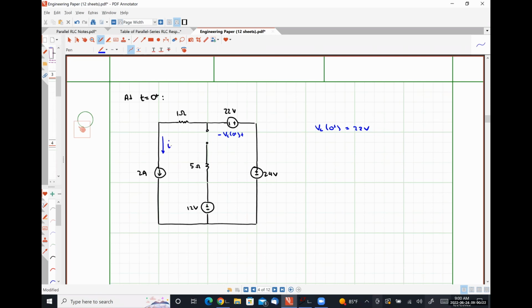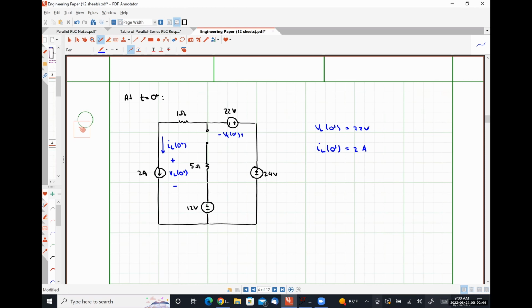Here is IL at 0 plus. IL at 0 plus has to be 2 amps because that's what it was at t is equal to 0 minus. And then lastly, we have VL of 0 plus, which we do not know.